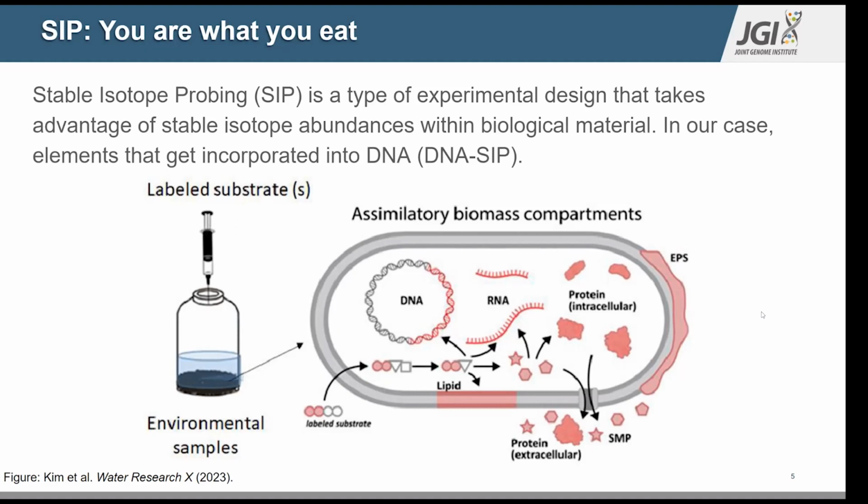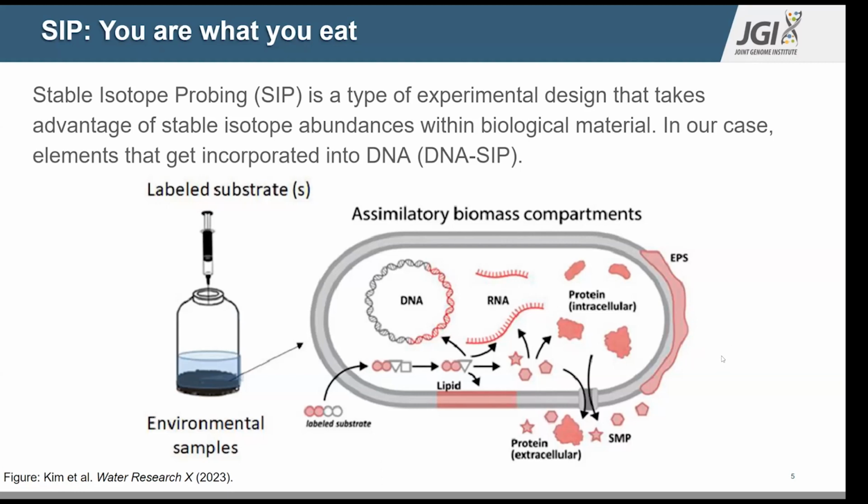But if you imagine, you give microbes a labeled substrate, something like glucose where all of the carbon-12 has been replaced by carbon-13. Microbes that are uptaking that substrate will now start to incorporate carbon-13 into their biomolecules, and they become isotopically enriched. And so there are various types of SIP to study all of these biomolecules, but in our case, we're really focusing on atoms that get incorporated into DNA, a type of SIP called DNA SIP.